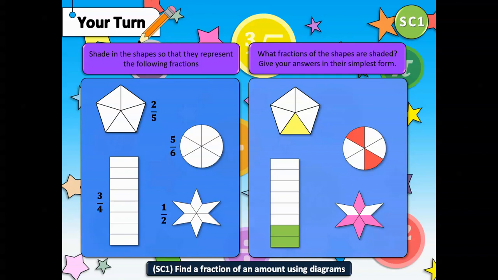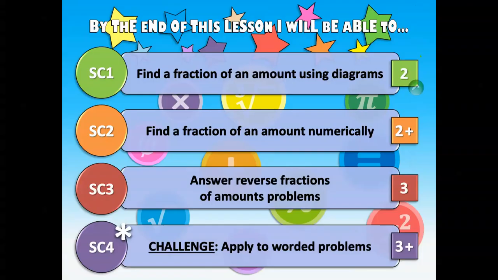Here are some questions for you to have a go at. Pause the video, and when you're ready for your answers, press play. Here are your answers, so you can mark those. And now we've completed success criteria 1.